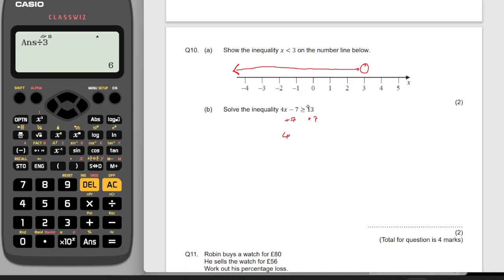So that's going to give me 4x is greater than or equal to 20. And then I divide both sides by 4. So x is greater than or equal to 5. And that tends to work. The only exception is when we divide by a negative number, which I always try to avoid anyway. So I'm going x is greater than or equal to 5.